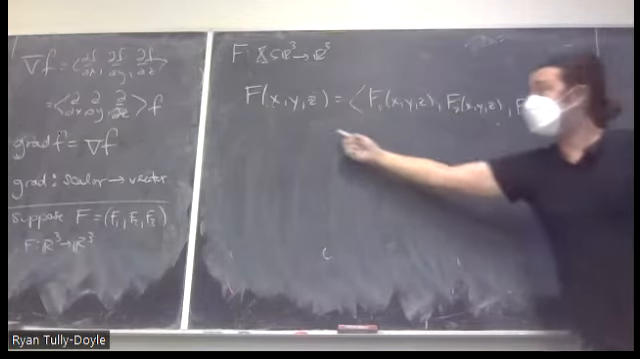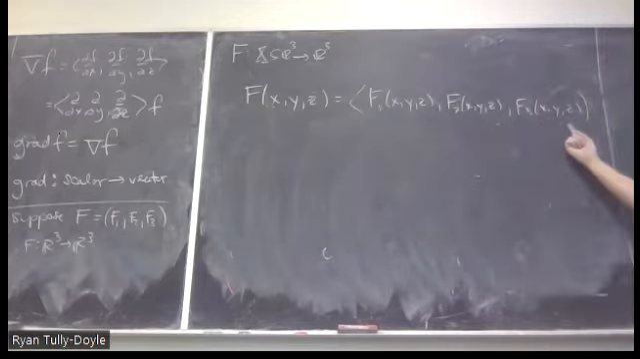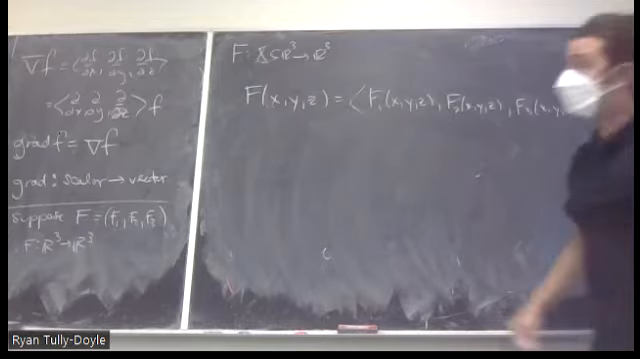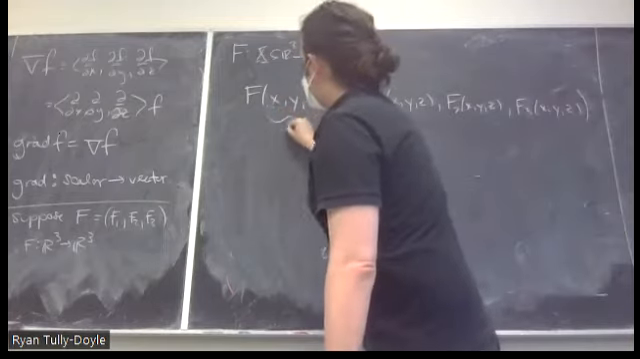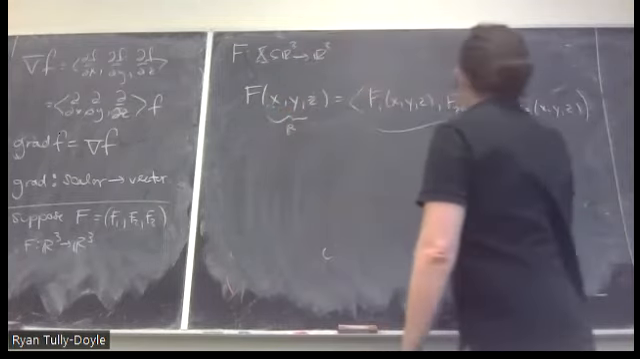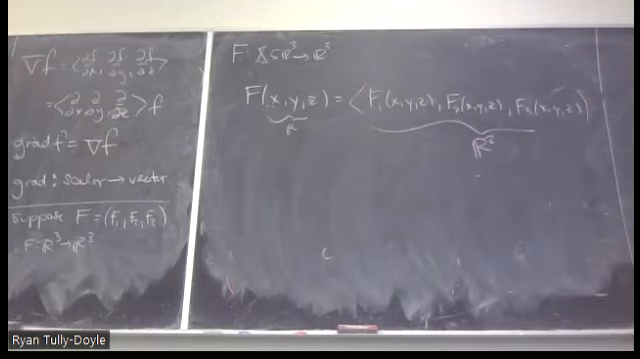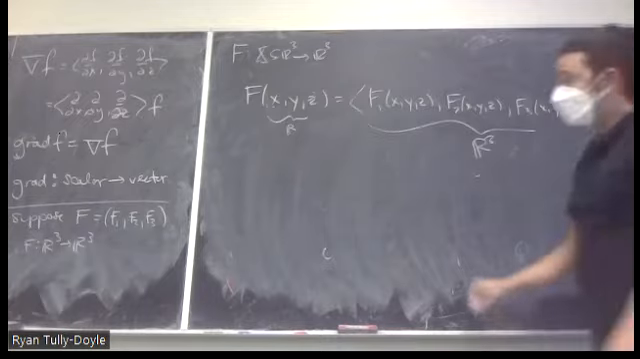You take in 3 variables, you spit out 3 variables. These things are called the component functions. So this takes in a vector that's 3-dimensional and it spits out a vector that's 3-dimensional. So this is what you mean by a vector field in R3. So what does this mean?